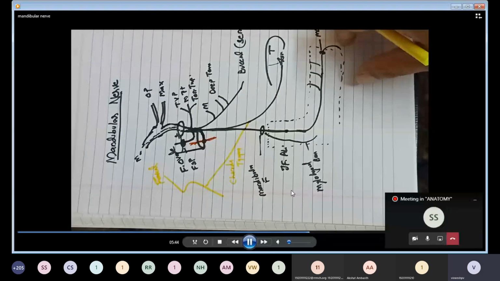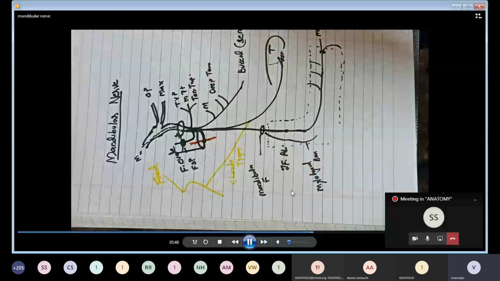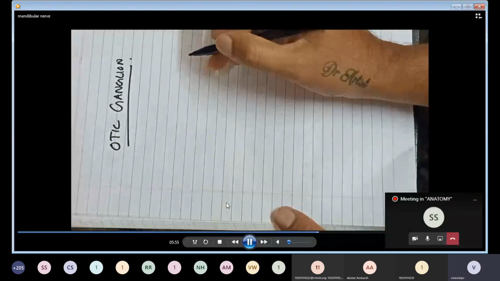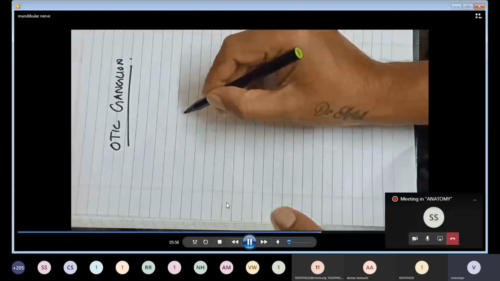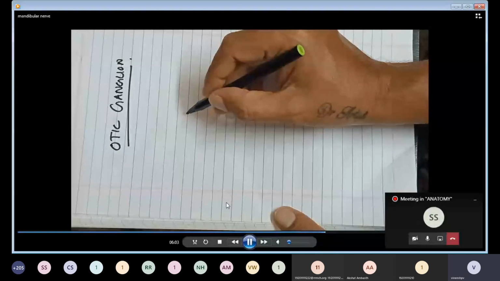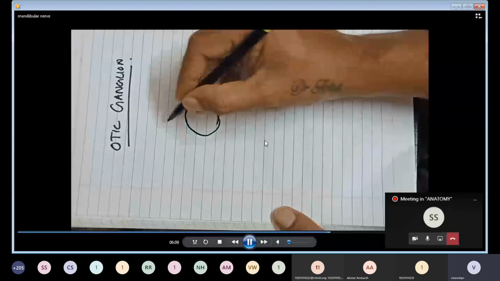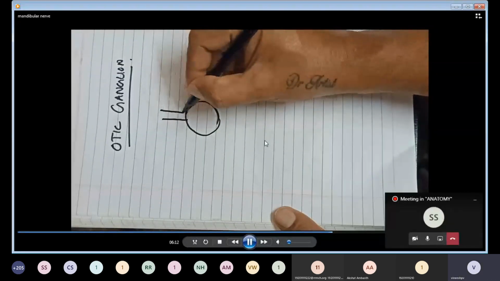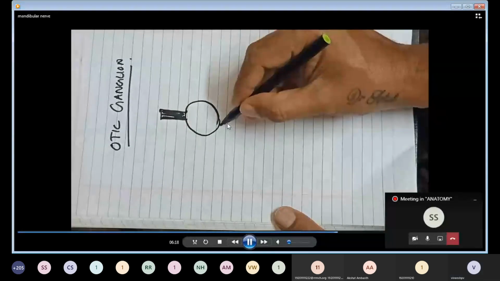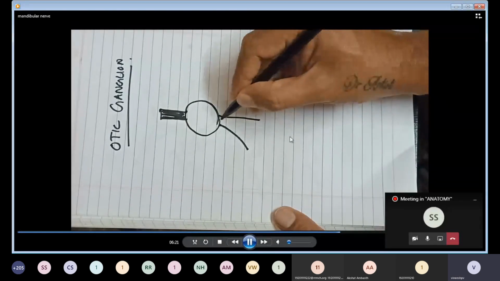Now, next, the otic ganglion. I will show you how to draw the otic ganglion also. I hope you understand. The otic ganglion is just medial to the trunk of the mandibular nerve. So first we can draw the otic ganglion, a large circle. That is the otic ganglion. Clear? Then lateral to that is the trunk of the mandibular nerve. It divides into the lingual and the inferior alveolar.